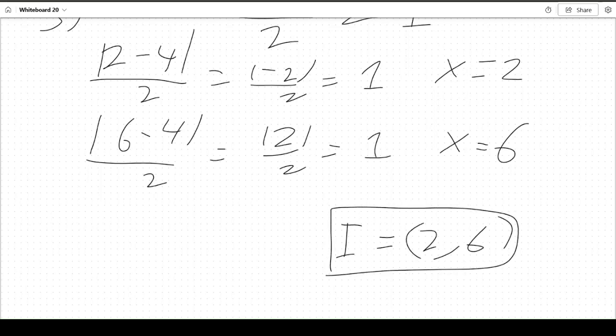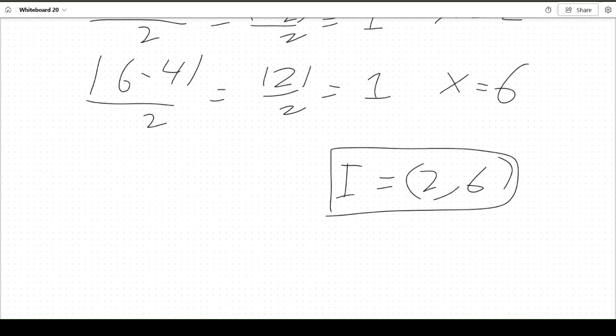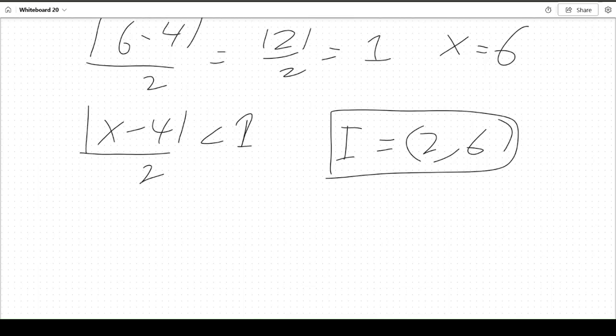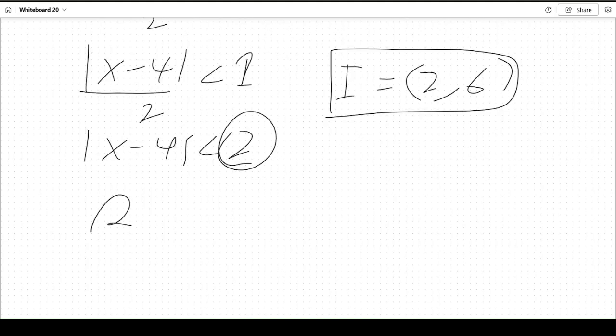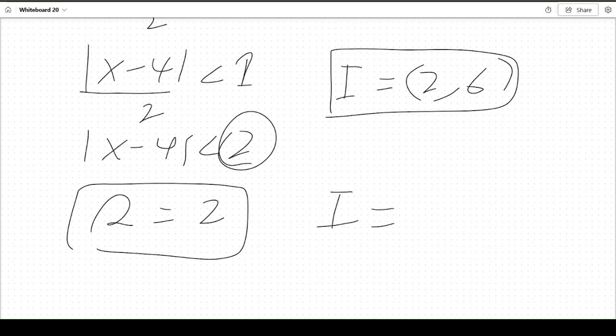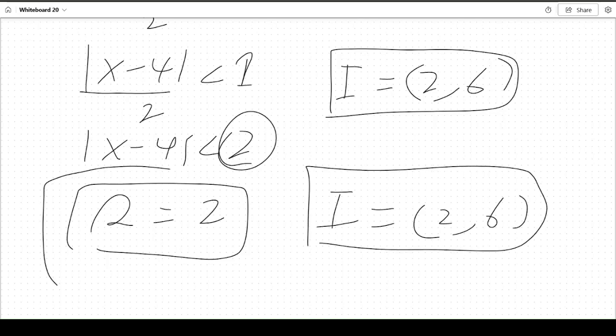And our radius of convergence, let's see, we got x minus 4 over 2 less than 1. We can multiply by the 2 to get rid of it. So this would be less than 2, right? And this here is going to be our radius of convergence. So that'll be equal to 2. So our radius of convergence is 2, and our interval of convergence is 2 to 6. So this is the final answer.